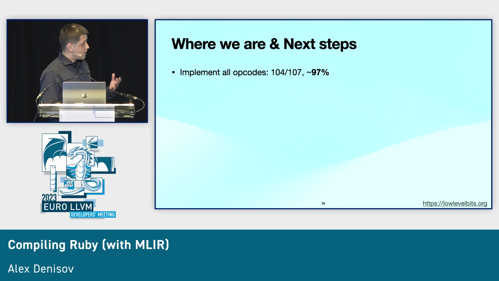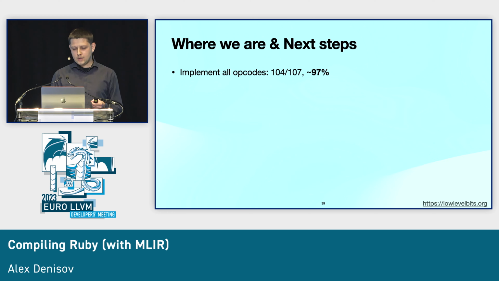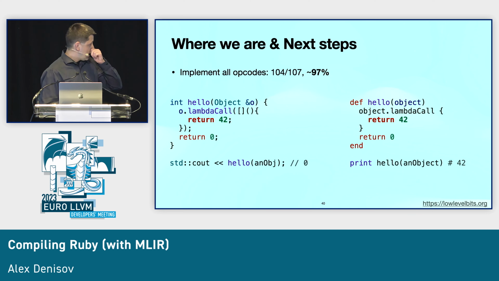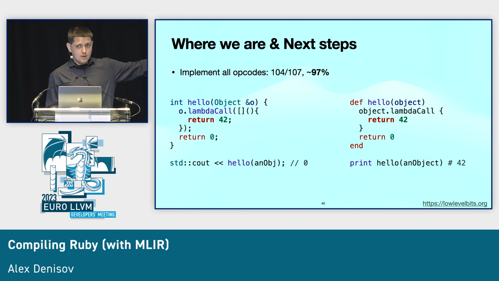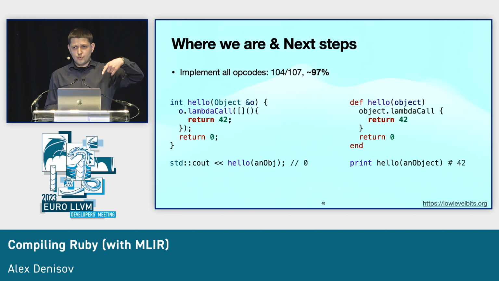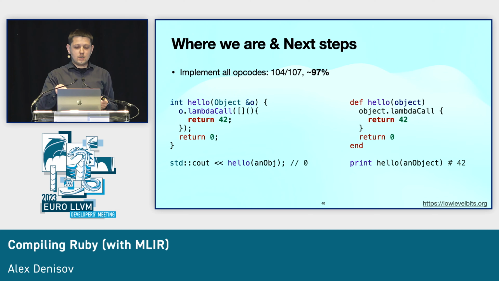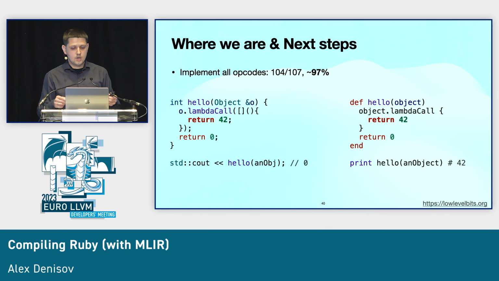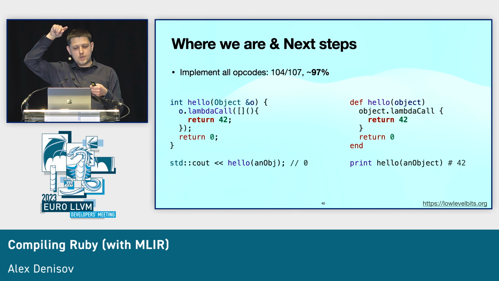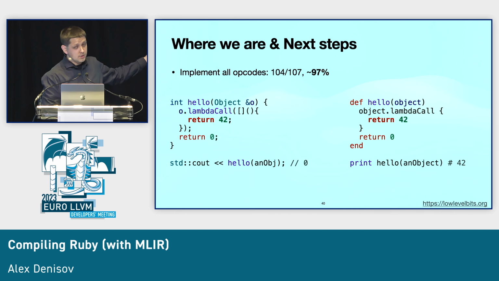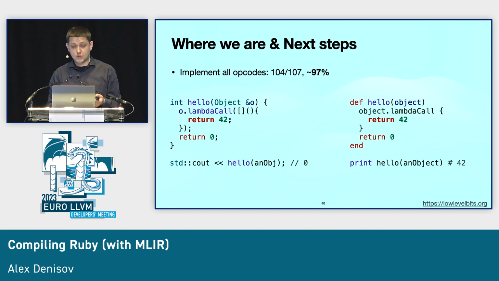Okay, so where we are and the next steps. Right now, I've got almost all the opcodes implemented, and there are only 3 left. And these are the most annoying ones. On the left you have code in C++, there is a lambda call, and if you return from the lambda, then it just returns from the lambda. But in Ruby, there is a special bytecode instruction, return from block, which returns not from the lambda, but from the outer function. So the C++ version will return 0, and the Ruby function will return 42.